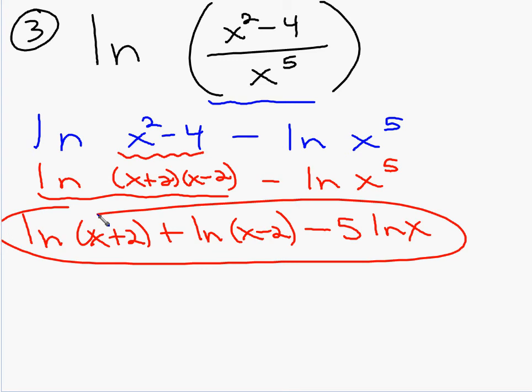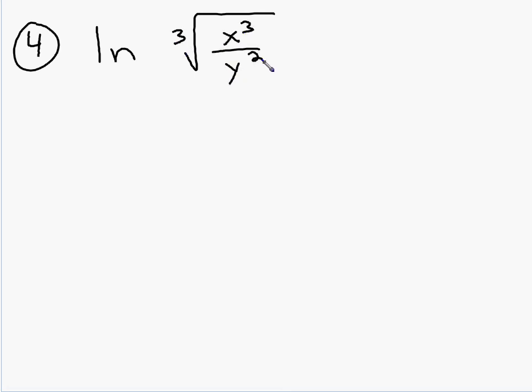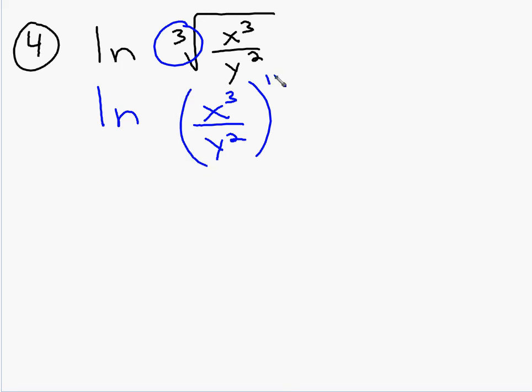All right. Let me just do one more. How about the natural log of the cube root of x cubed over y squared? Now this one is an interesting situation because I've got a root of something that's to a power and it's also a quotient. So here's the way I would tackle it. I would take care of this root first. I would make this the natural log of x cubed over y squared all to the 1/3 power.